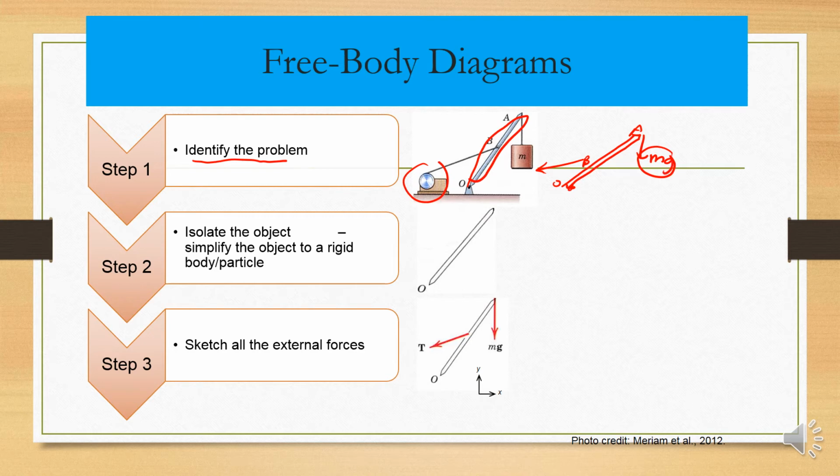And then it has another force here, which is pulling on the left side due to the rope, in that direction. So therefore this is supposed to be our free body diagram of this part.